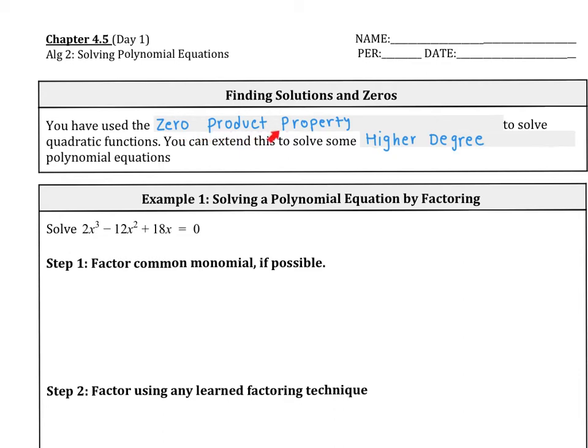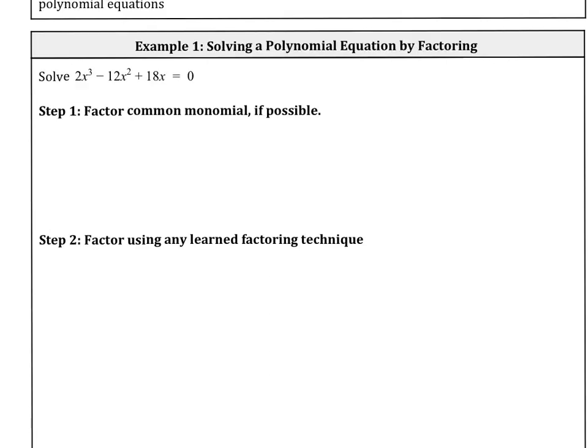So zero product property, again, I'm going to remind you: you put the factors equal to 0 and then you put each factor equal to 0 one by one to solve for x values. Example number 1, solving a polynomial equation by factoring. So we are going to solve this polynomial by factoring.